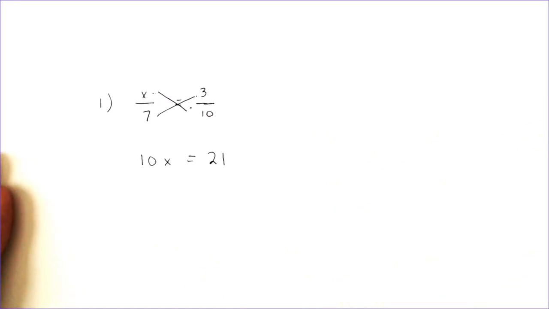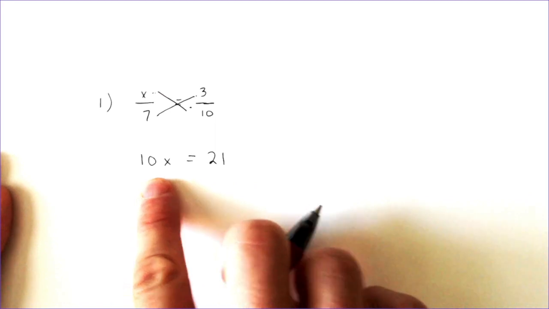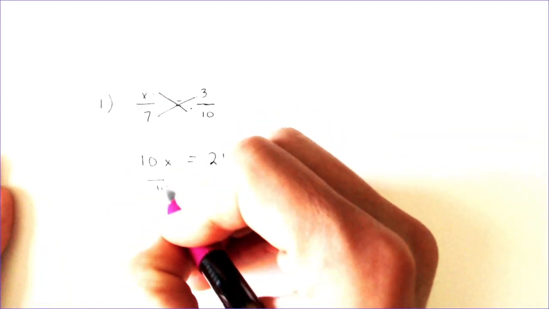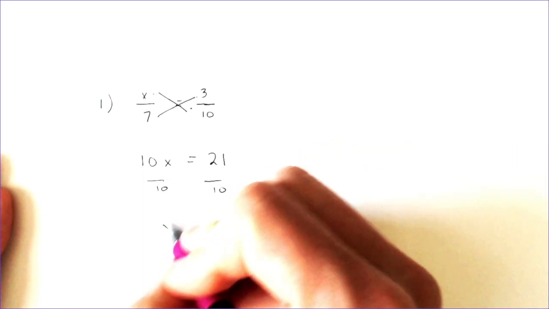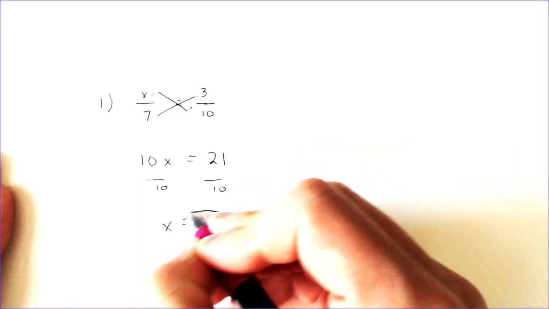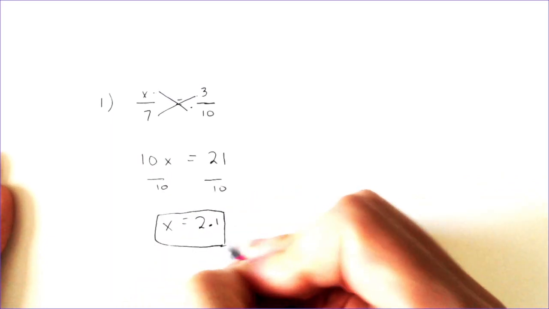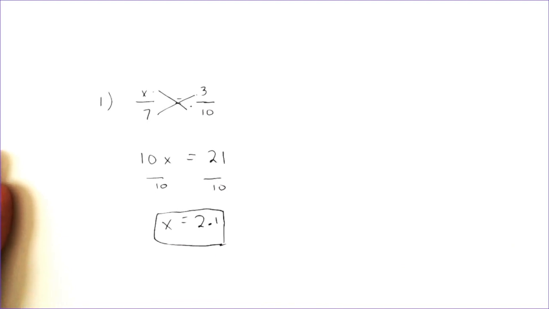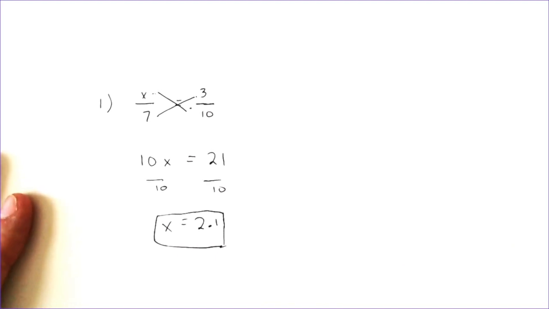So then all we have to do is divide by 10 on both sides, and we would get 21 divided by 10, which is 2.1. That's all there is to it. So we're going to do a few scaled up problems as we move forward. The next problem will involve a little bit of distribution.